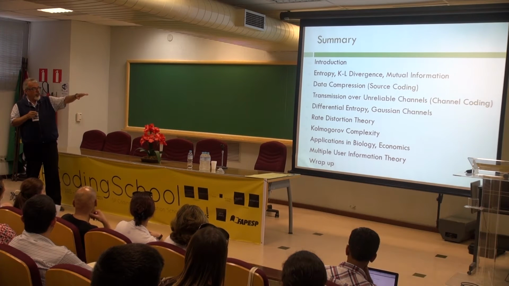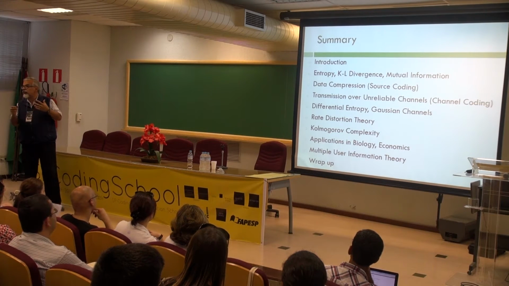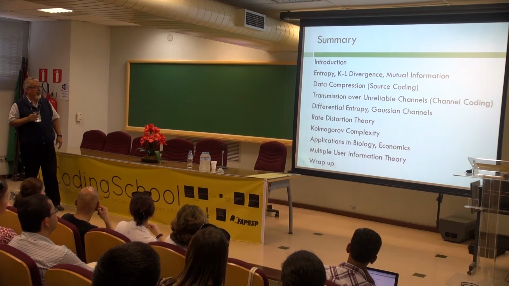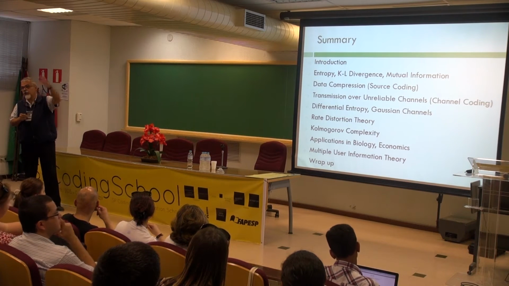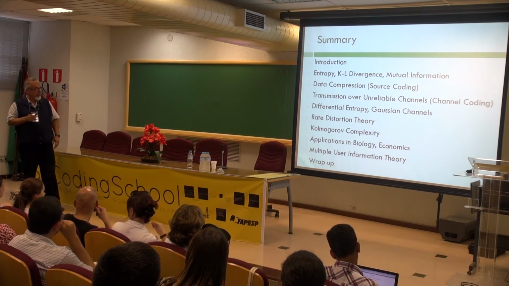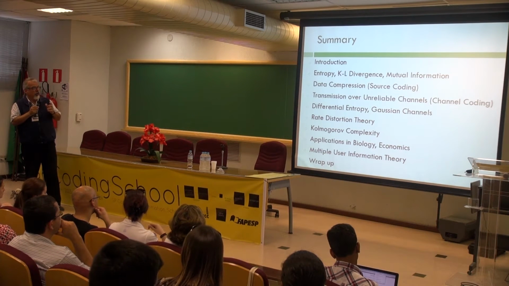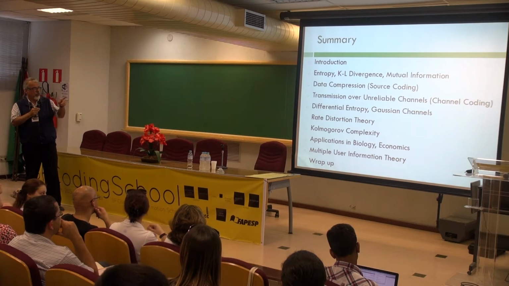And then we'll look at differential entropy, which extends the notion of entropy to random variables that are continuous. And we'll look at the Gaussian channel, a channel that's very much used because it represents something that happens, for example, in deep space communications. And then we'll look at the true dual of channel coding, which is rate distortion theory.